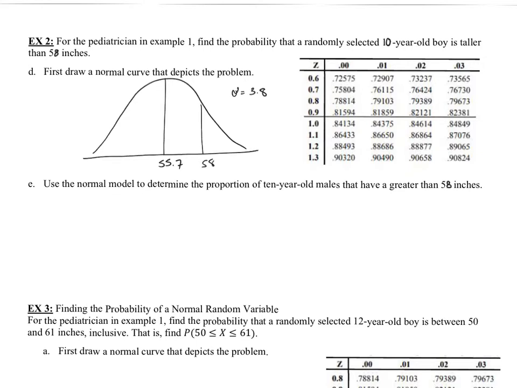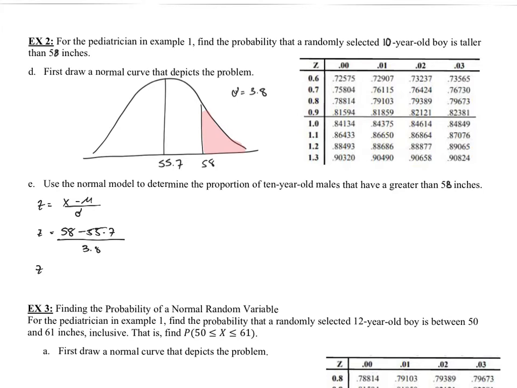Okay, so 58, we're looking for something taller, so taller would be to the right. That poses a small problem, because remember, our chart talks about area to the left. So we're going to have to fiddle with that in a little bit. But for now, let's first translate this to a z-score. That's x minus mu over sigma. So z is going to equal our 58 value, which is the new x, 58 minus 55.7 divided by 3.8.